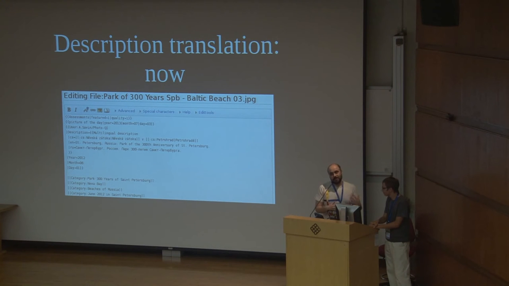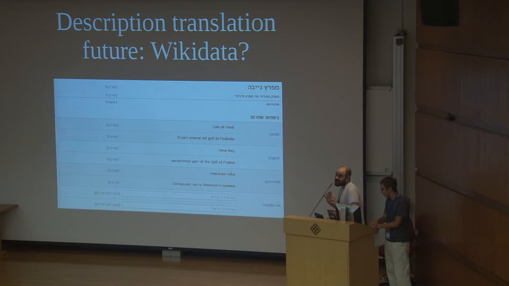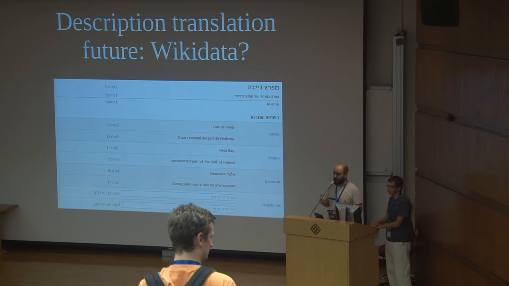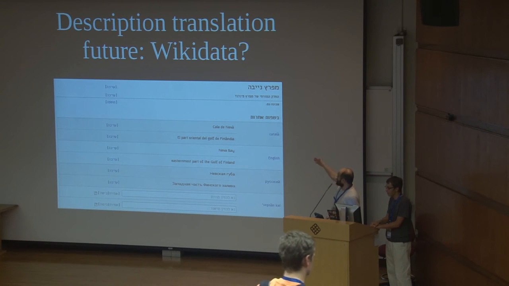So we brainstormed a bit before this session, and the most sensible thing to us is probably to use Wikidata for that. This is an item on Wikidata. It is a Wikipedia article, not an image, but you basically see that you can have languages, titles and descriptions. That could be a way.